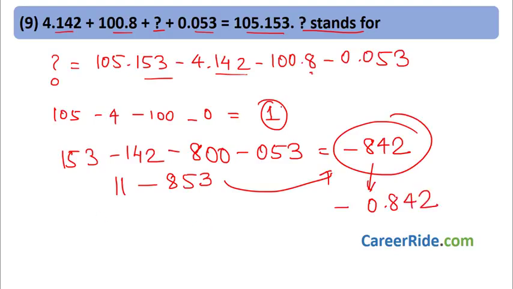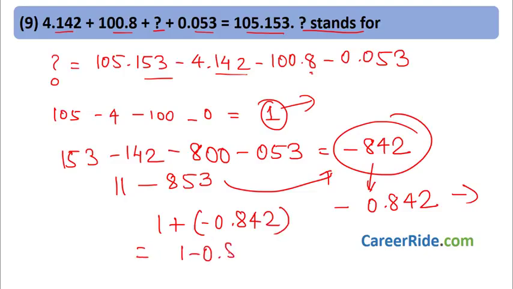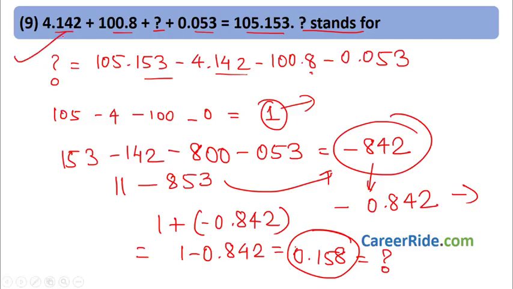Okay, now what do we have? We have the number 1, we have this. So 1 plus minus 0.842. What will we get? We will get 1 minus 0.842, that would be equal to 0.158. This is the answer. Okay, so this is nothing but question mark. This should be the question mark, so that holds true. Moving to question number 10.